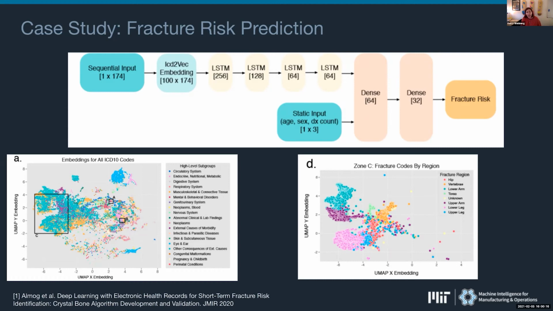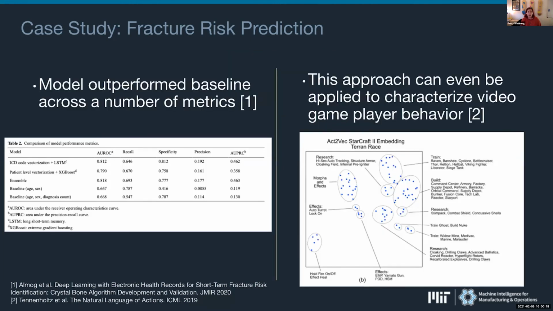And what was neat is that when we applied this technique to predict someone's fracture, we got an extremely high area under the ROC curve. We also applied another technique we called patient-to-vec, which is like doc-to-vec. So we do document-level embedding. Instead of learning the semantic relationship between different codes on a sequence of codes, we're trying to learn similarities of patients to each other and then classifying them.